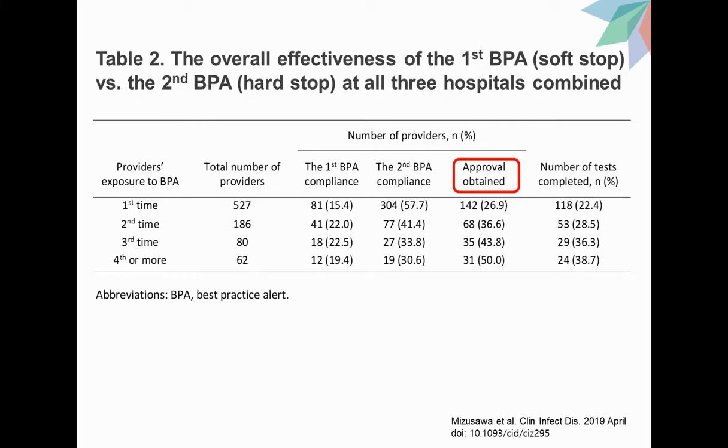Approval obtained suggests that they did not follow BPA at all and pursued testing. At first interaction, 15.4% of providers were compliant with the first BPA. 57.7% were not compliant with the first BPA, but compliant with the second BPA. And 26.9% did not follow BPA and obtained test approval.